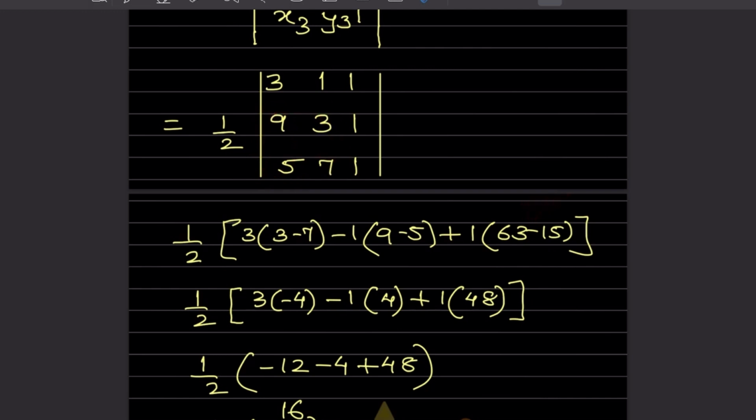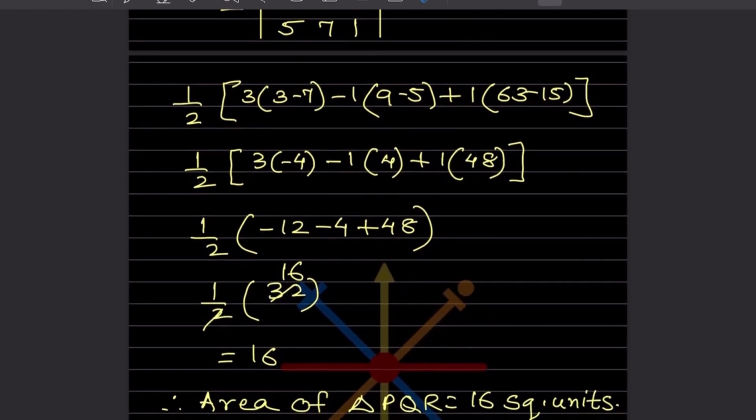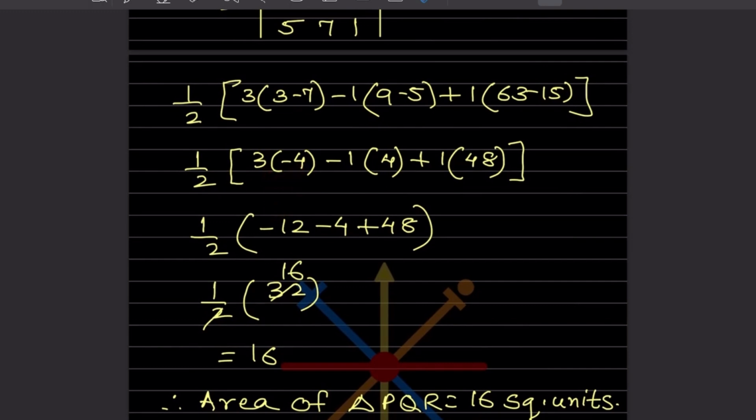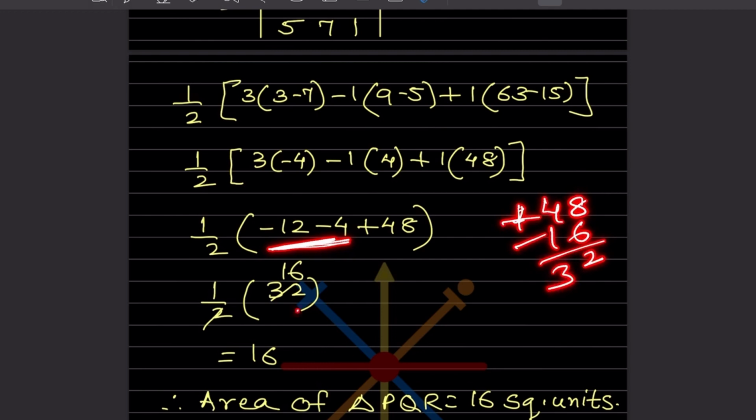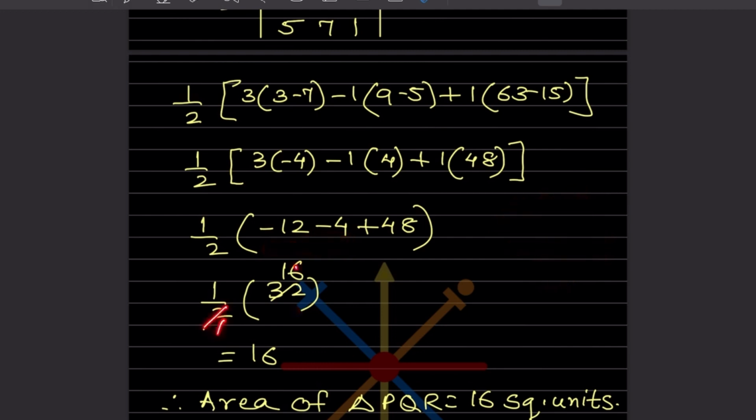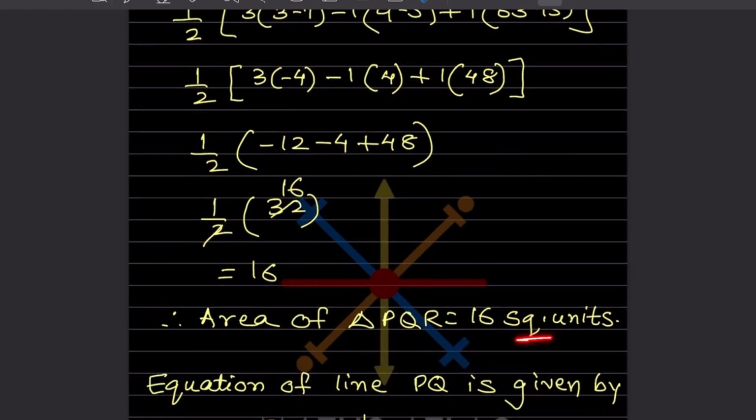So now look at here. This will be 3 as it is, minus 4. Minus 1 as it is, this will be minus 4, plus 1 as it is, and when you subtract, this is going to be 48. So this will be 12, minus 12, minus 4, 48. So minus 16 plus 48 minus 16, that is going to be 32. So 2 1s are 2, 2 16s are 32. So the area of this triangle PQR is 16 square units.